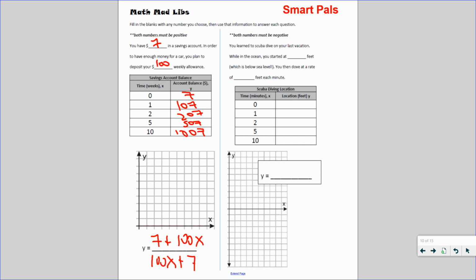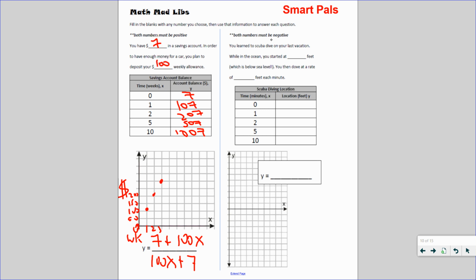If I have to graph this, these will be the weeks and this will be the money. 0, 1, 2, 3. This will be, say, 50, 100, 150, 200. 0 weeks is 7. 1 week is 107. 2 weeks is 207. 3 weeks will be 307, and so on. Do I connect it? Not really, because it's every week you're getting money at one time.